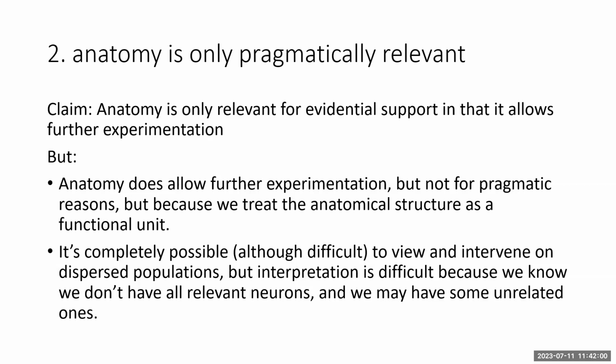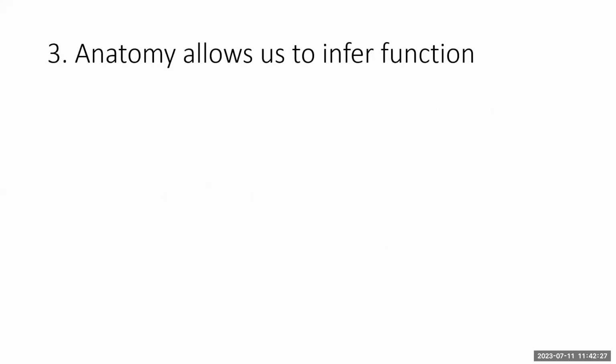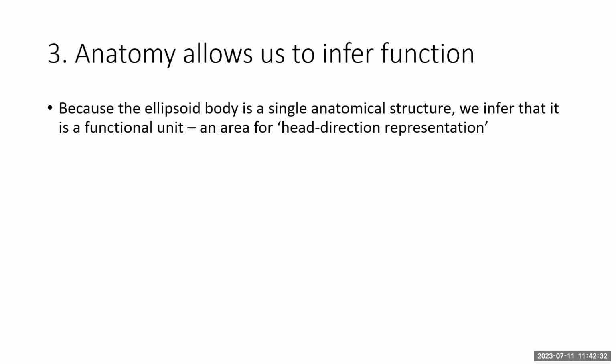If we activate some neuron in the rats and we see suppression in another neuron, we don't know, or maybe we don't see suppression, we don't know, maybe we missed a relevant neuron somewhere, maybe the other neuron is unrelated to this population. It's very much more difficult to draw conclusions without the anatomy that constrains this population as a relevant functional unit. Okay, so anatomy allows us to infer function, which is what I want to claim.